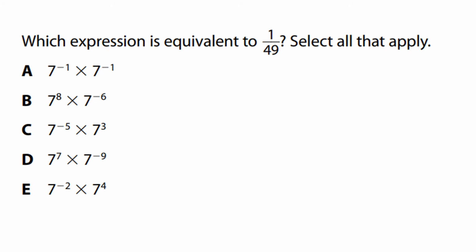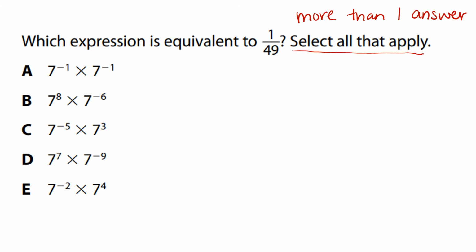For this problem, it asks which expression is equivalent to 1 over 49. Select all that apply. This select all that apply means that there is more than one answer. So we need to look at each answer choice and decide if it is correct or not.